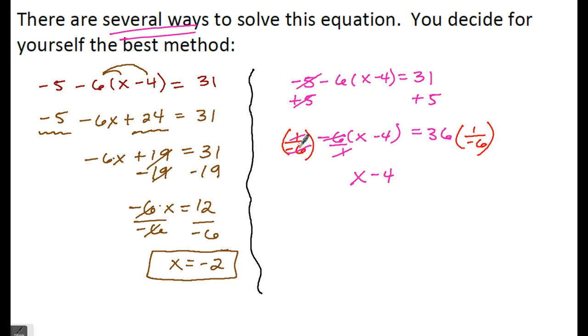I'm going to get rid of the parentheses because I already got rid of the number in the front. So I'm left with just what's in here. And that's going to equal, remember 36 is 36 over 1, 36 times 1 over negative 6, or 36 divided by negative 6, which gives us negative 6. Now we're down to a two-step equation. To solve for x, I'm going to add 4 on both sides. The 4s cancel, and if you notice, it's going to give us the same answer. Negative 6 plus 4 is negative 2.